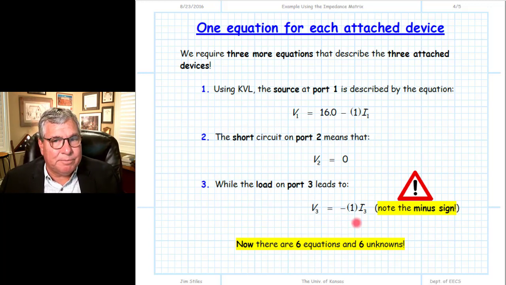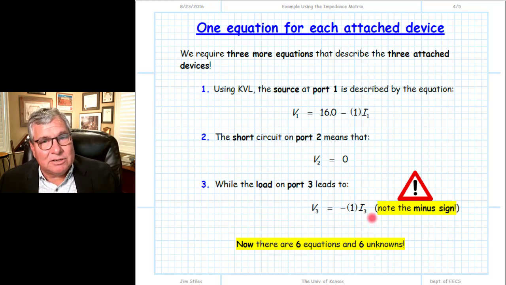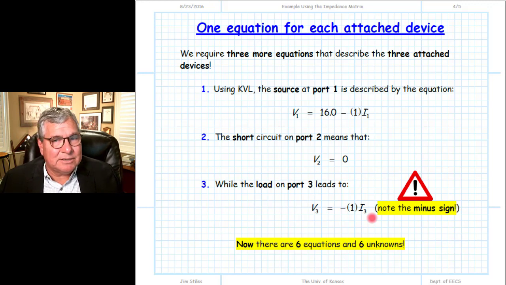So be very careful. At any rate, if we take these 3 device equations for the 3 devices attached to our ports, and we add them to the 3 equations that define our original 3-port device using the transimpedance parameters, count them up, we get 6 equations, and that's good news because we have 6 unknowns. If we were mathematicians, we would put down our pencil at this point and move on to a different problem. But since we're engineers, we're going to go forward and find the numeric answers to this problem.